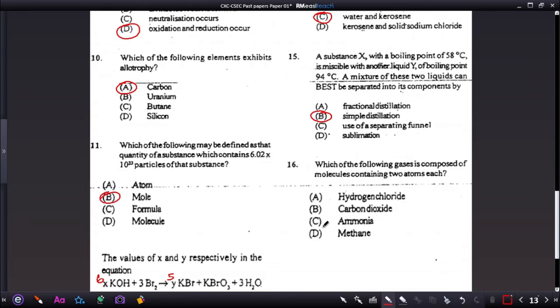Question 16. Which of the following gases is composed of molecules containing 2 atoms each? Hydrogen chloride is HCl, carbon dioxide is CO2, ammonia is NH3, and methane is CH4. Which one of these contain 2 atoms? And of course, that would be A.